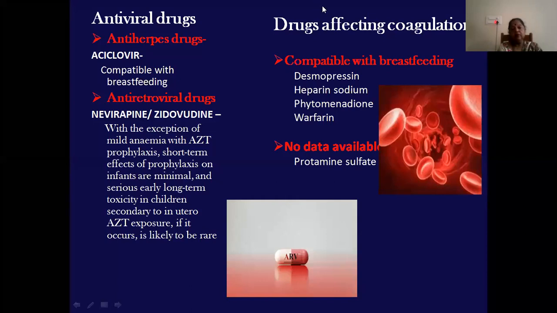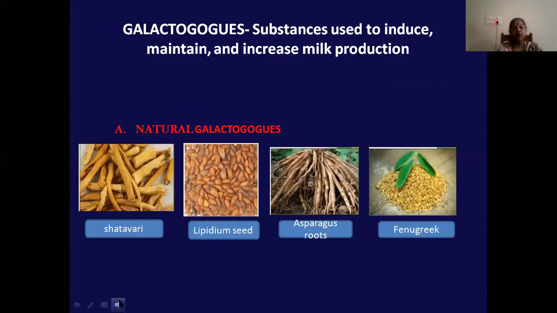Drugs affecting coagulation, like low molecular weight heparin, dalteparin, and warfarin, are compatible with breastfeeding. For protamine, there is no data available. Now, about the galactogogues, we know that all these natural-acting galactogogues increase milk secretion.